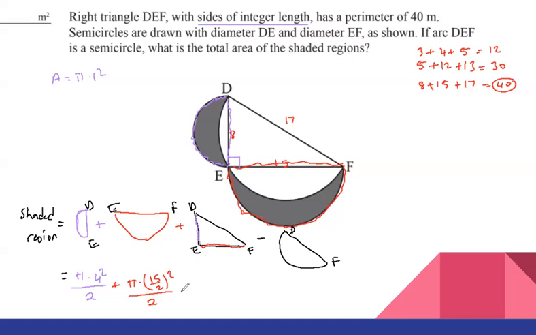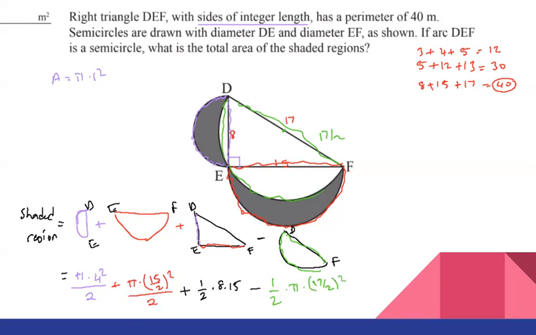Next one is a triangle, which is a right triangle. The legs are 8 and 15. So that will be 1/2 times 8 times 15. And the last one is also a half circle, which is this one. Maybe I should color this as well. The radius is 17 over 2, so that would be 1/2 times pi times the radius 17 over 2, squared. So if you simplify this, let's see what's going to happen.